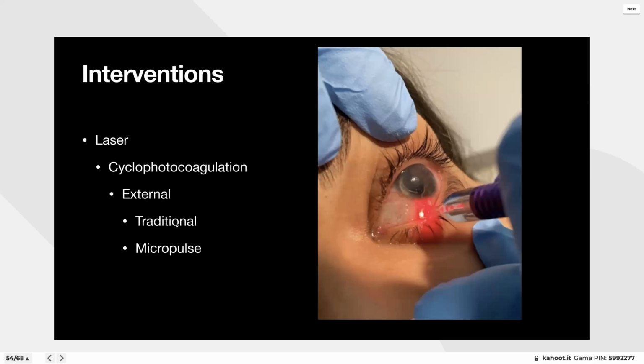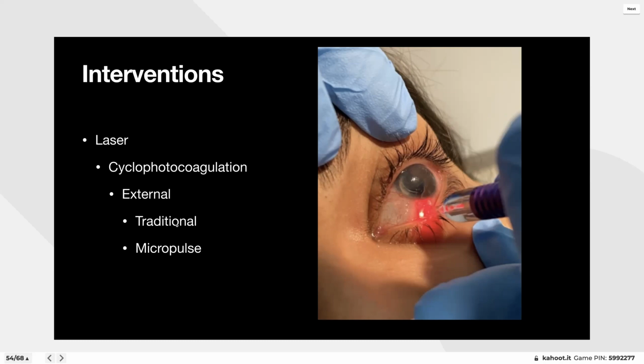Next, we'll move on to what's called cyclophotocoagulation. So cyclophotocoagulation is actually using laser to ablate the ciliary body. So if we review from the beginning, the ciliary body is where fluid is produced inside the eye. So if we ablate it, AKA kill off the cells that produce fluid, the pressure should decrease because we're turning off the tap by actually killing off the cells.